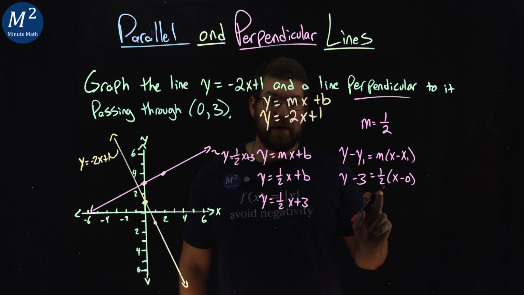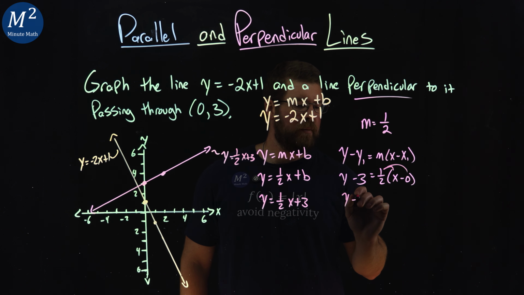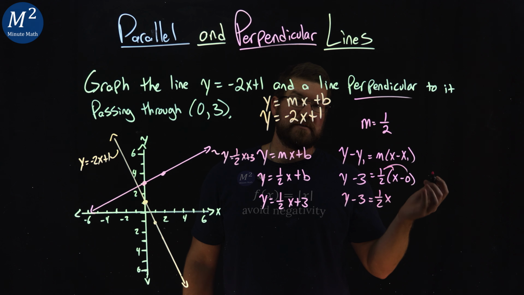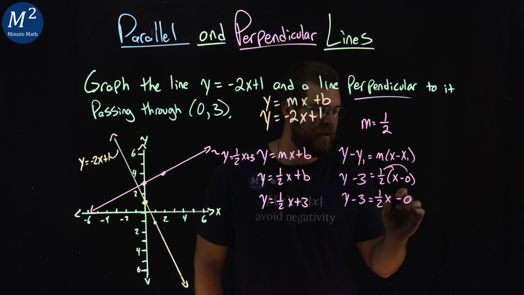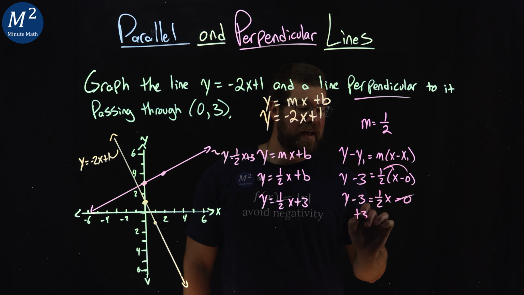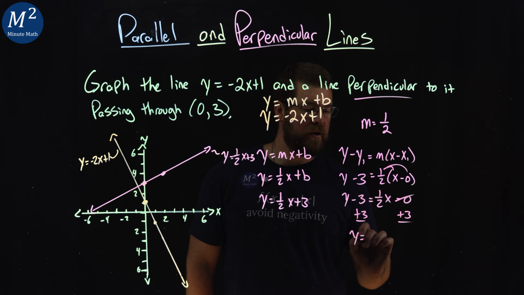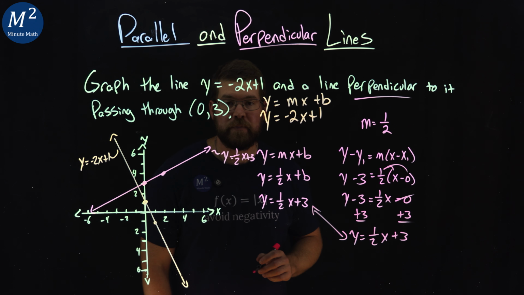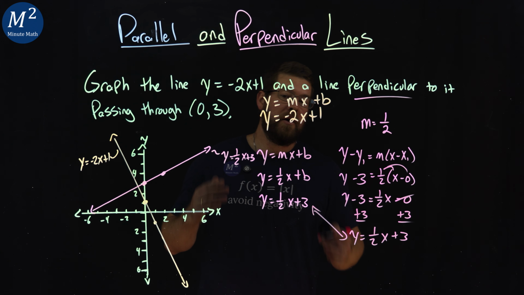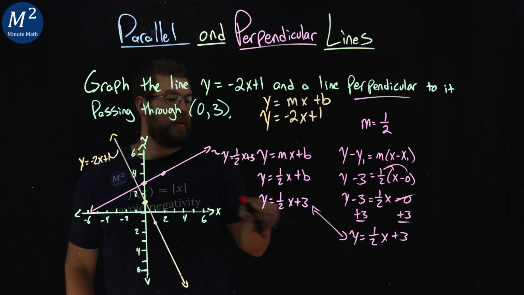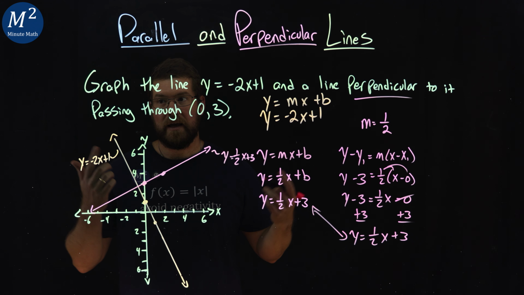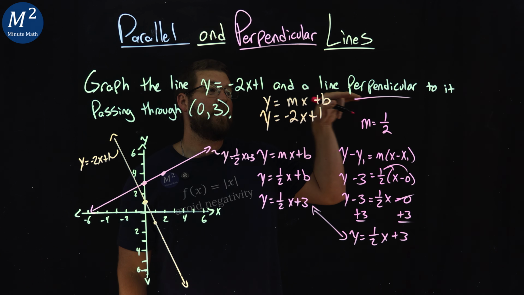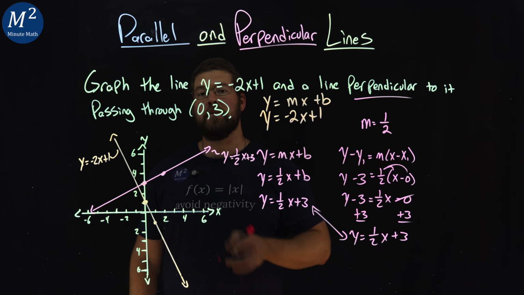This will simplify to be that. Distribute the 1/2 here. y minus 3 equals 1/2 x. 1/2 times 0 is still 0, so minus 0. We don't need that anymore. Cross that off. We then just have to add a 3 to both sides. And y equals 1/2 x plus 3. Look, they're the same. So either way, using point slope form, or knowing that this is the y-intercept, and we got our slope, same line. Either way, we have graphed both of these lines, y equals negative 2x plus 1, and the line perpendicular to it that passes through the point 0, 3.